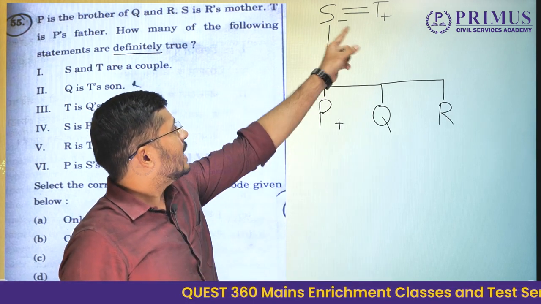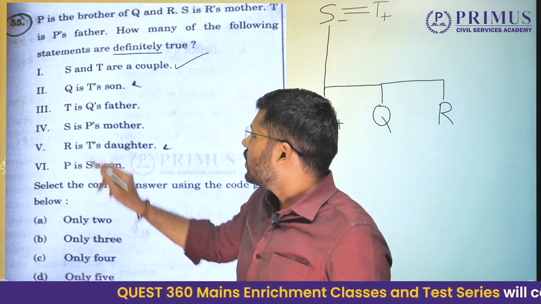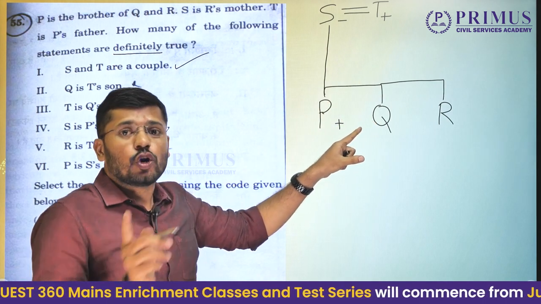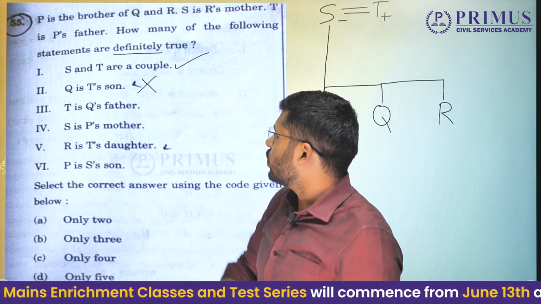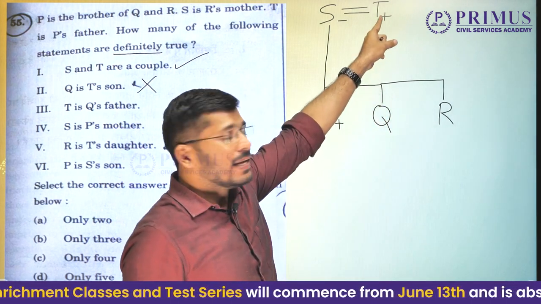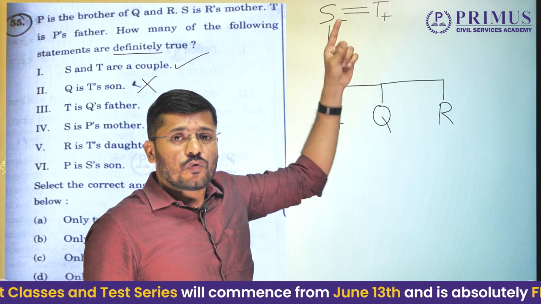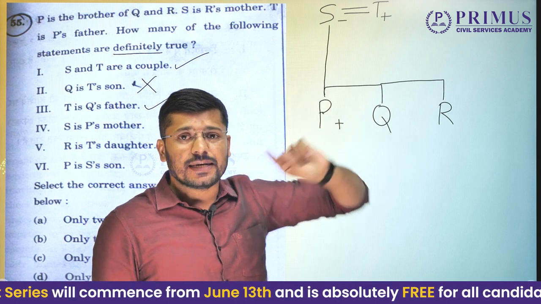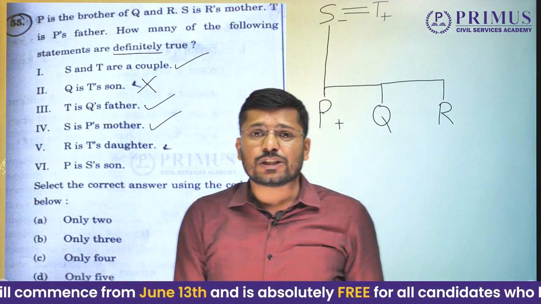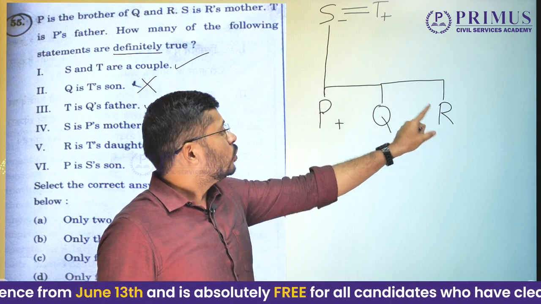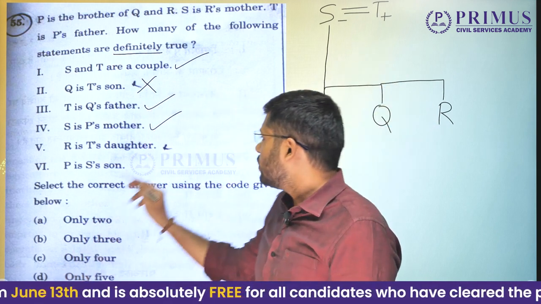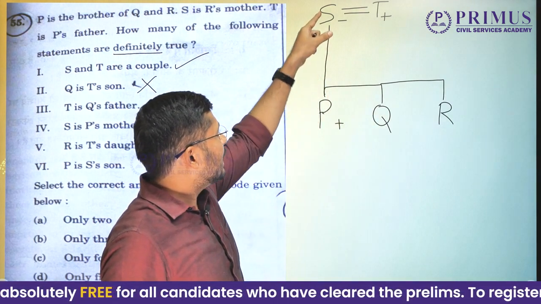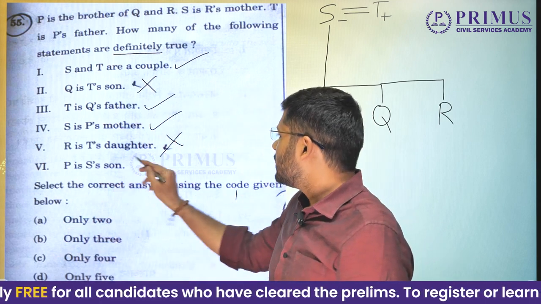S and T are a couple. Yes, statement 1 is correct. Q is T's son. Now Q is the child of T, but we do not know if Q is T's son or daughter. So statement 2 is wrong. T is Q's father. Yes, we know the gender of T, so that much we know. S is P's mother. Yes, that is also true. R is T's daughter. Now we do not know the gender of R, so we do not know if R is T's son or daughter. So this one does not hold good. P is S's son. Yes, we know the gender of P, so it's definitely a son.